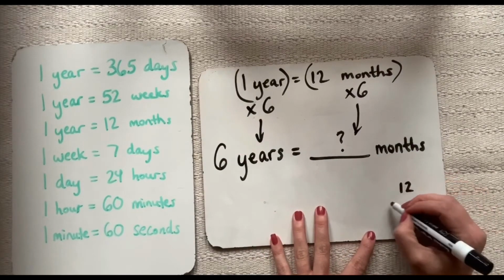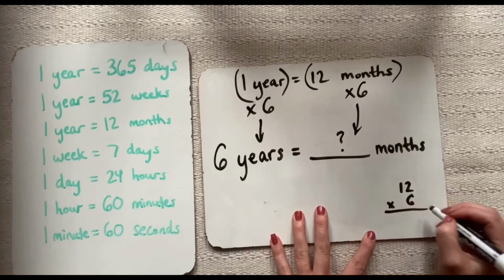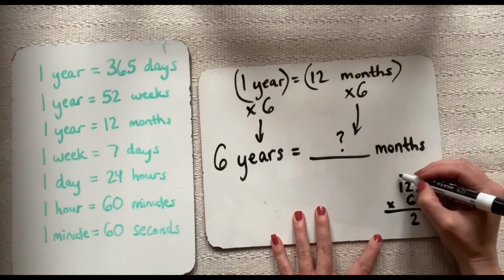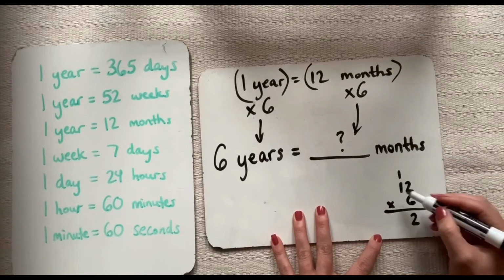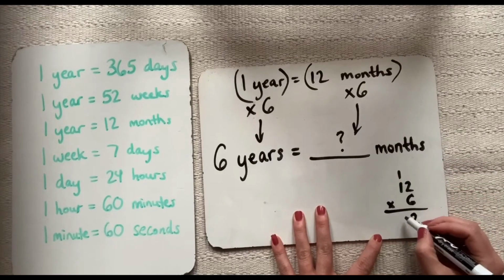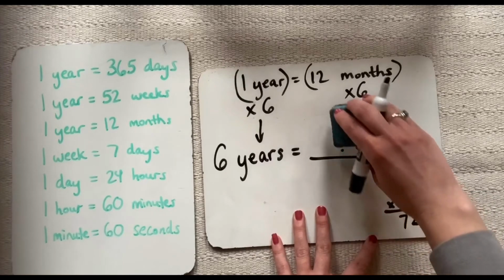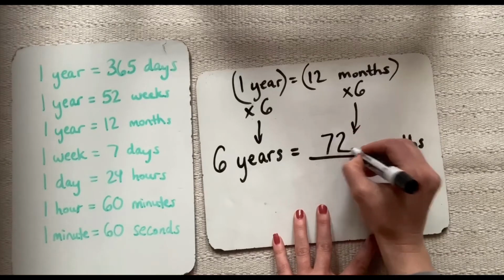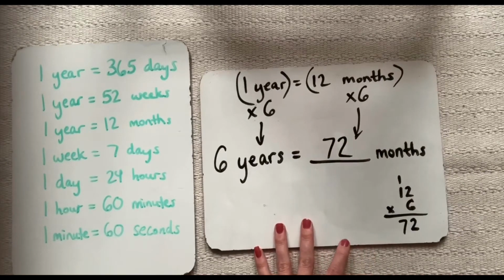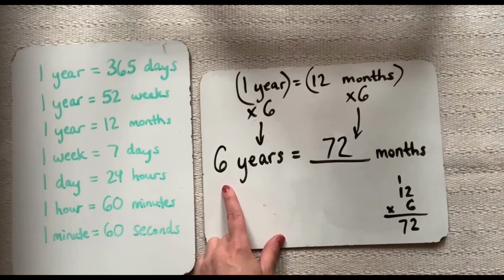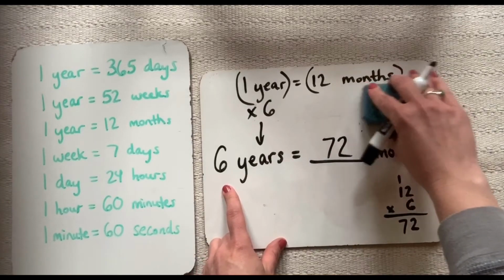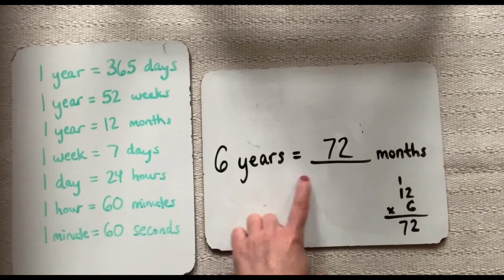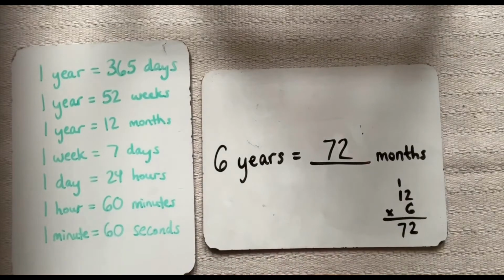Maybe some little calculations down here. 12 taken 6 times. 2 times 6 equals 12. 2, carry the 1. 6 times 1 equals 6, and 1, 7. 72 months. 6 years is equal to 72 months.